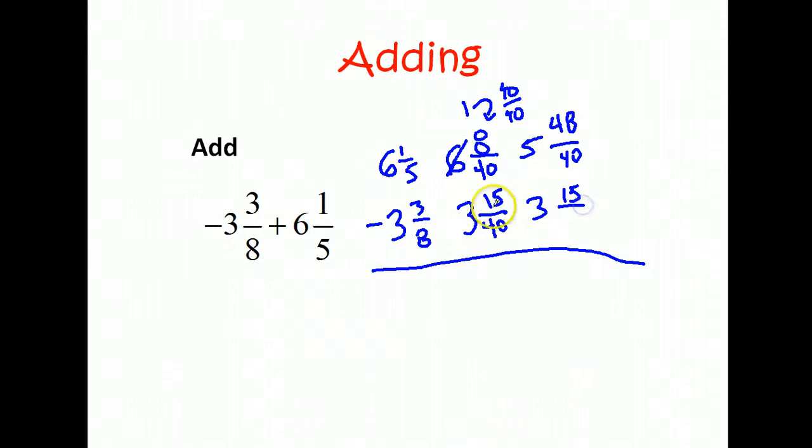I'm just going to copy down this 3 and 15/40. Right now I can do 48 minus 15, 33/40. Don't forget the whole numbers. 5 minus 3 is 2. And then I go back, when I'm adding a positive and a negative, to figure out the sign, I look to see what the bigger number is. The bigger number is 6 and 1/5. It was positive, so my answer is positive. So positive 2 and 33/40.